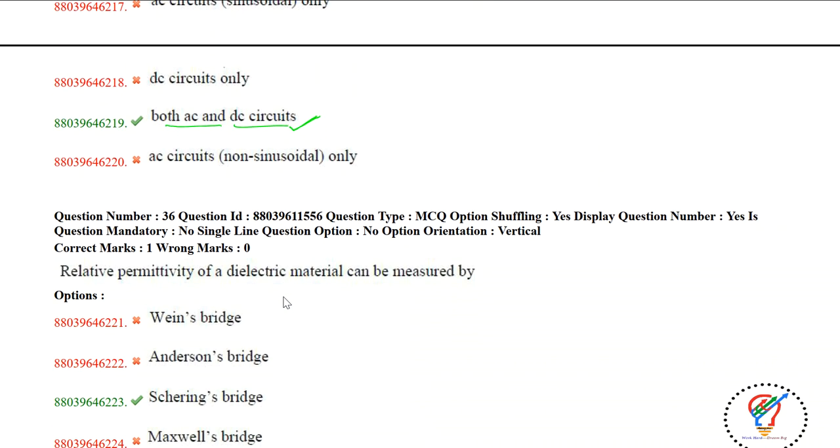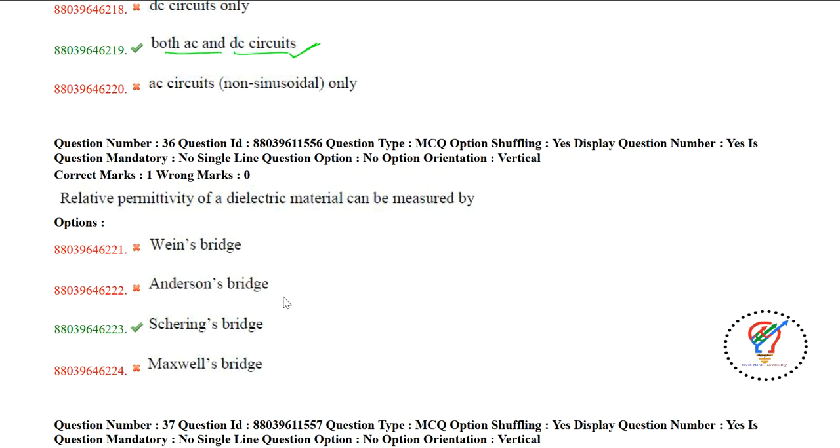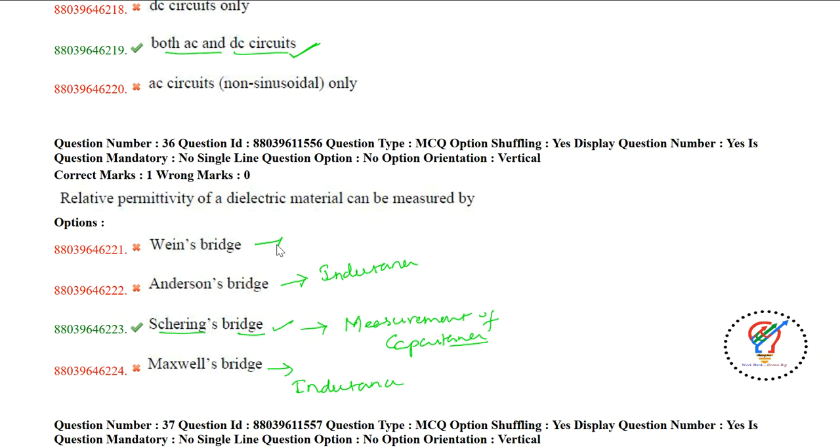Next one: the relative permittivity of a dielectric material can be measured by Schering bridge only, which is used for the measurement of capacitance. Maxwell bridge is used for the measurement of inductance, Anderson bridge is also used for the measurement of inductance, and Wien bridge is used for the measurement of frequency.